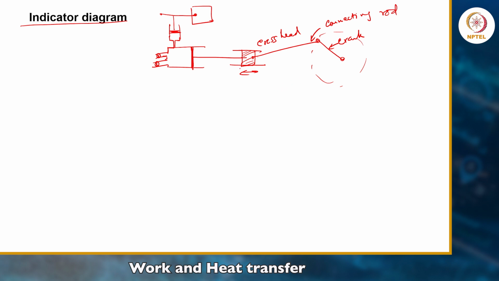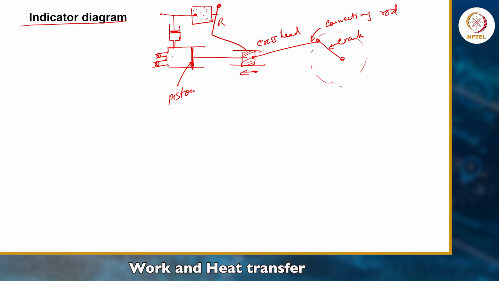Then the piston, this is also one piston. This is similar to an IC engine actually, and this crosshead will be connected to one stylus. Now I'm putting some dots, and there we will get the indicator diagram. Because the crank is rotating, the crosshead will be moving forward and backward, and this will push the piston to also move forward and backward.